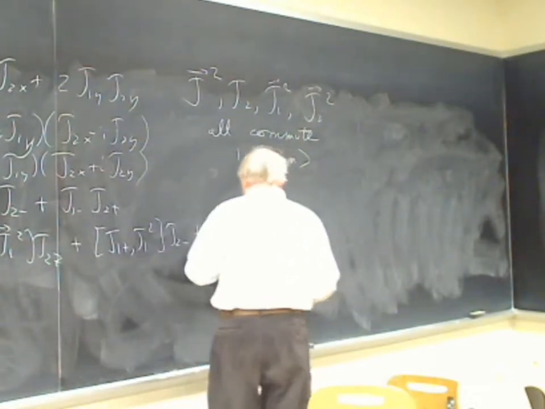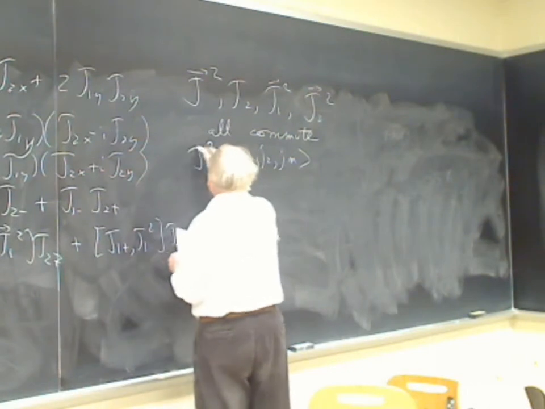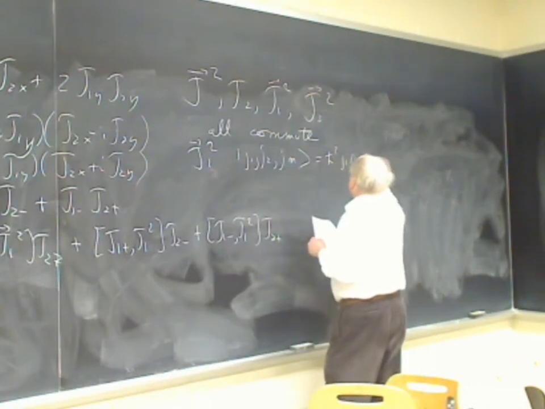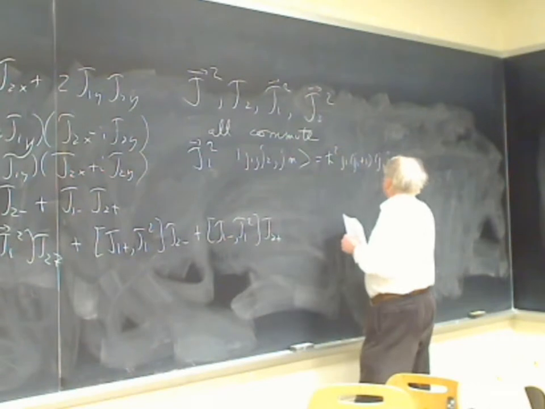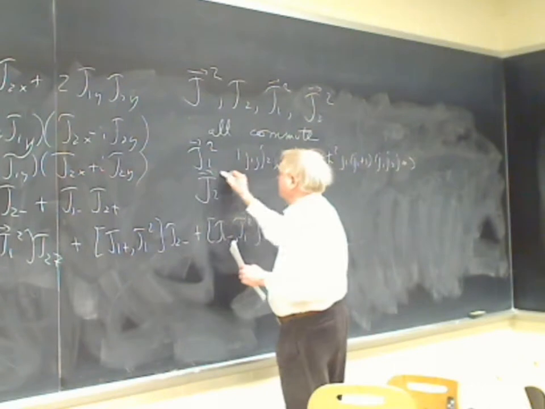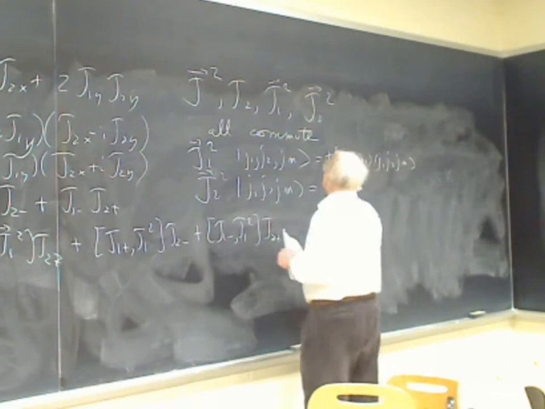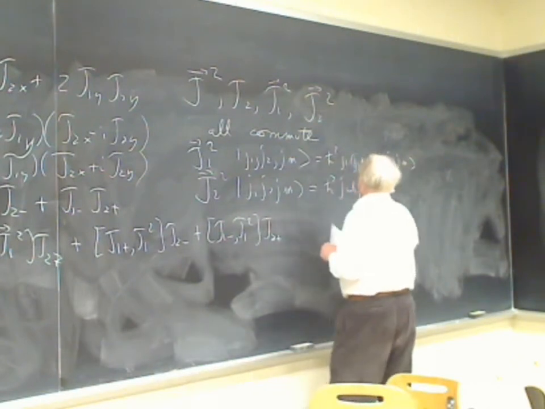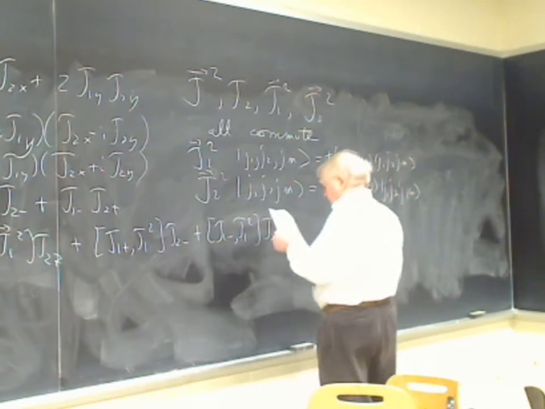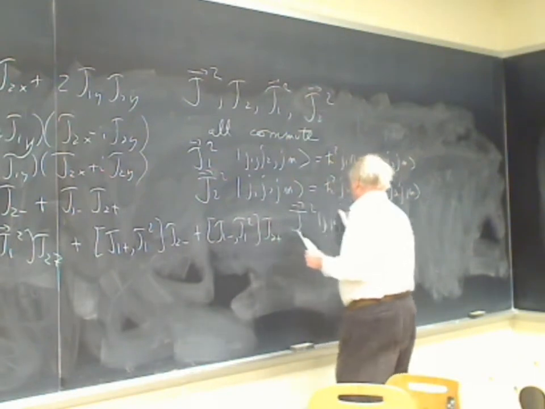So these are eigenstates of J1 squared, which on this, of course, gives ħ² j1(j1+1) |j1, j2, j, m⟩. J2 squared on |j1, j2, j, m⟩ gives ħ² j2(j2+1) |j1, j2, j, m⟩, and also J squared on |j1, j2, j, m⟩.